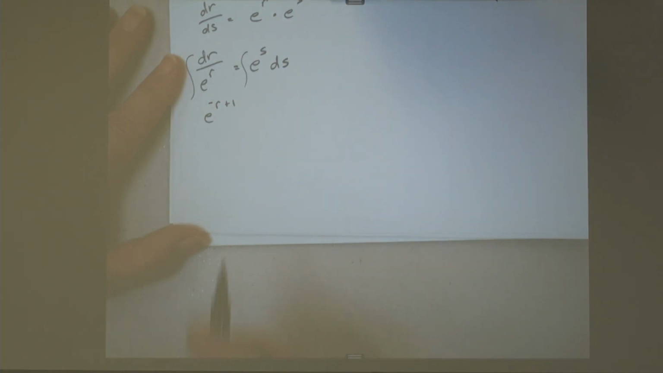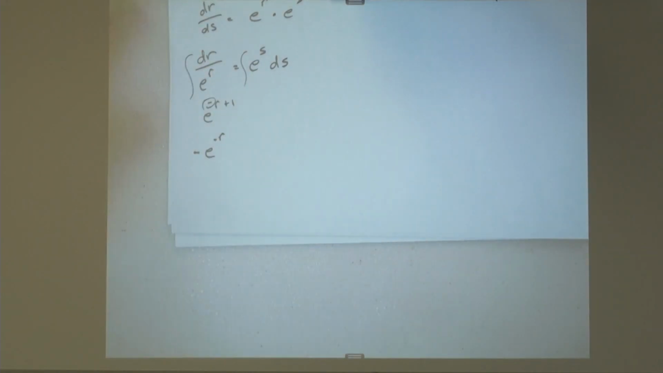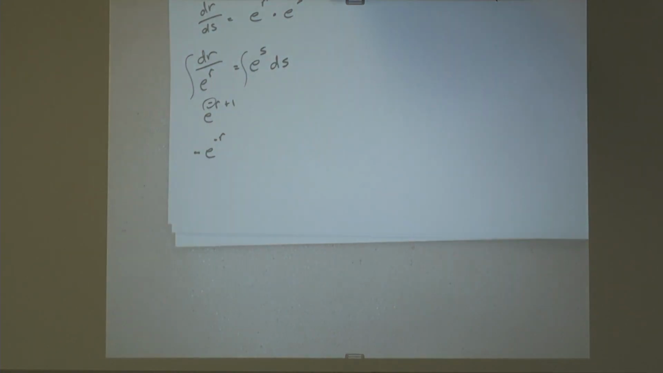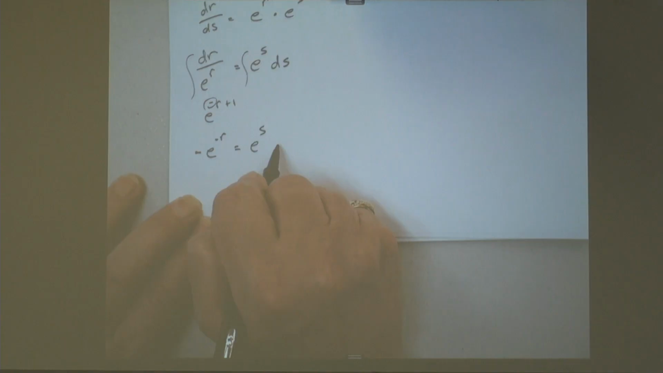And don't forget the antiderivative of negative r. So my antiderivative here is going to be negative e to the negative r. And that is a little tricky. On the other side, the antiderivative of e to the s is simply e to the s. And then, of course, we're going to have our constant of integration.